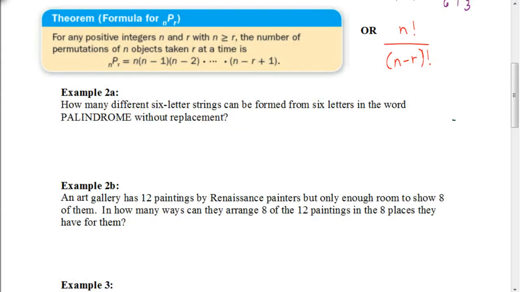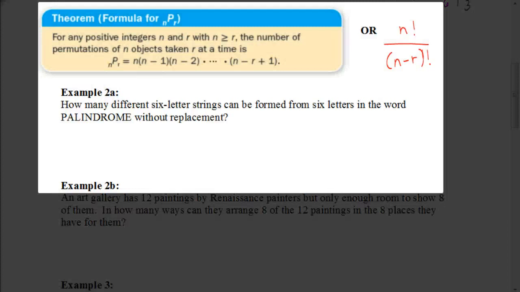So let's look at this first example. It says how many different 6-letter strings can be formed from the letters in the word palindrome without replacement. The word palindrome includes a total of 10 letters. So our value for n would be 10. Out of those 10, we're picking 6 different letter strings, and so our value for r is going to be 6. So we could write this as 10 capital P 6, meaning that we have 10 items, and we're selecting 6 of them.